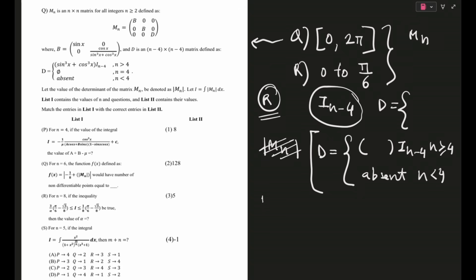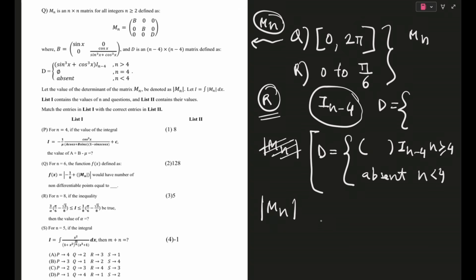So now if we try to find out mod mn, you will see mn is b 0 0, 0 b 0, and 0 0 d. It is very easy to evaluate, and I am not going into that part because I hope every one of you can do it, because that is why I have not put any complexity in mn. I have made it really simple.